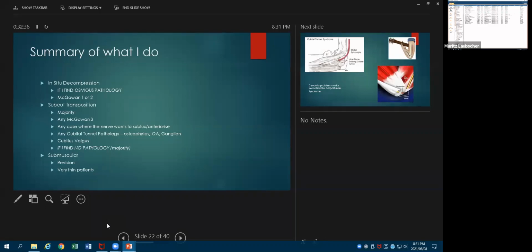Okay, so that's why I start off with every intention of doing an in situ decompression, because the literature says it makes no difference, in situ or transpose. But often it wants to sublux, and I'm not prepared to take a chance. I just then transpose it.